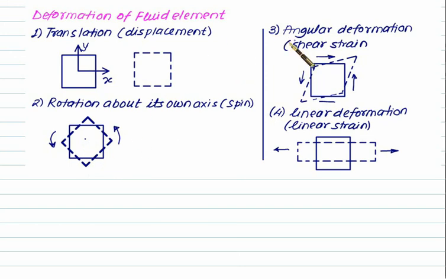Third is angular deformation, which is going to cause the shear strain. So one of the edges here will get elongated. And finally, we have linear deformation, that is, the formation of a linear strain. In this case the fluid element will either elongate along the x direction or along the y direction. So let's discuss translation, rotation about its own axis, angular deformation and linear deformation.